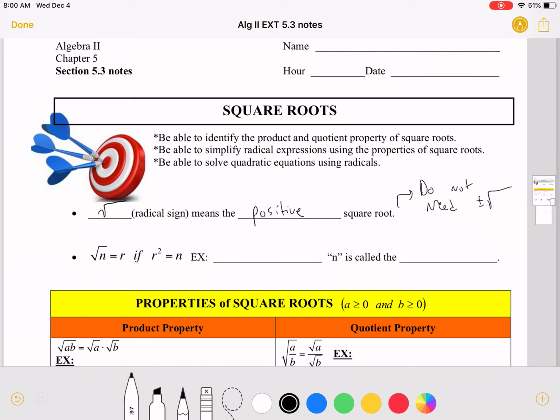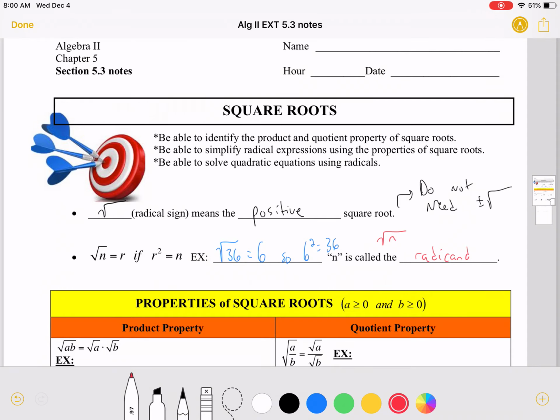So we're talking about square roots. The square root of n equals r if r squared equals n. All that is a fancy way of saying, for example, the square root of 36 is 6. So that means that 6 squared is 36. 6 and 36 are related to each other. In this example, n, the thing that's underneath the square root, is called the radicand.